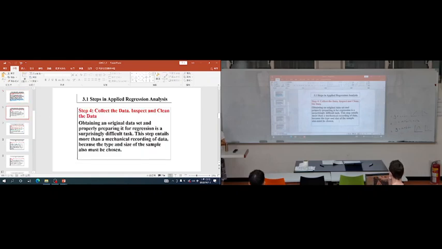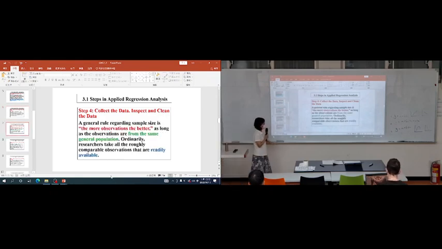So step 4 is about collecting data. Remember this one. This step entails more than mechanically recording the data, because the type and size of the sample must also be chosen. So collecting data is not a very easy thing. Actually, it's difficult. Okay, you need to really inspect and also clean the data. So this is also something I want to explain.